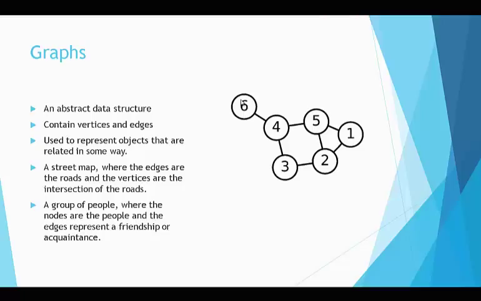Another good example: a graph can be used to represent a group of people where the nodes are the people and the edges represent a friendship or acquaintance. If we pretend that each of the nodes in the graph to the right is a person, person 1 is friends with person 5 and person 2. Very easy to represent this with a graph.